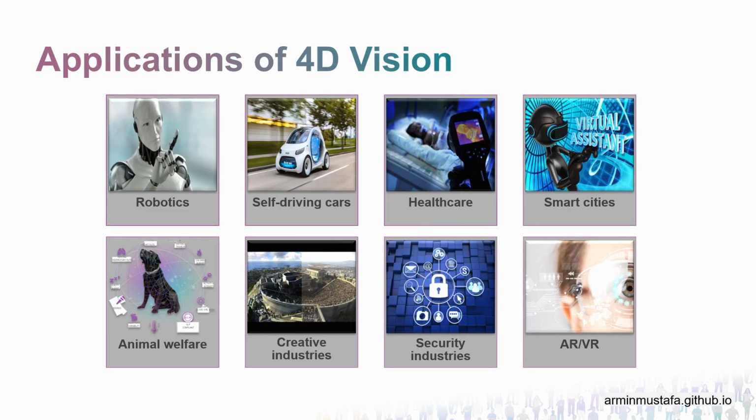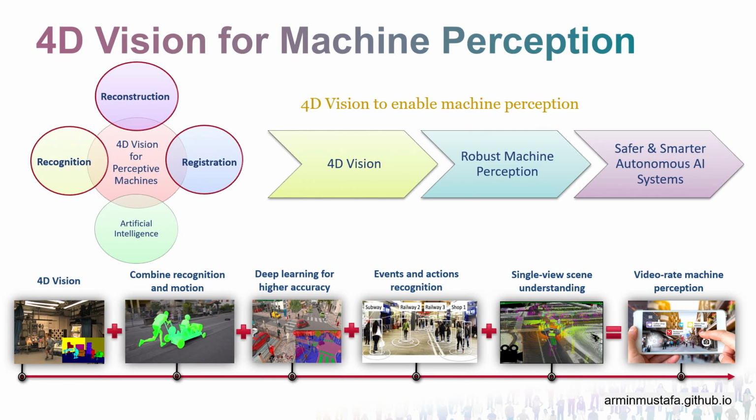And again, it can be applied to so many things. For example, robotics, self-driving cars, AR, VR, and creative industries. We at CVSSP have applied this to robotics, self-driving cars, AR, and VR quite frequently, and it has been very successful. So this is an overview of what we have done in 4D vision so far.